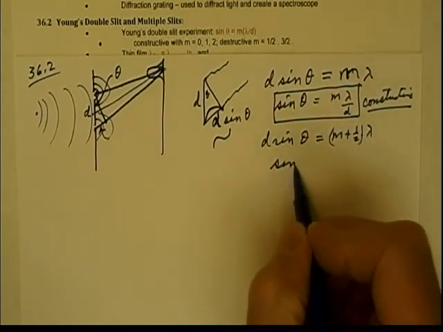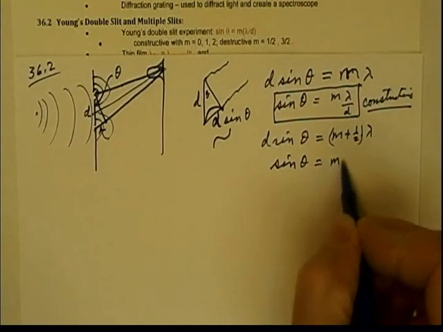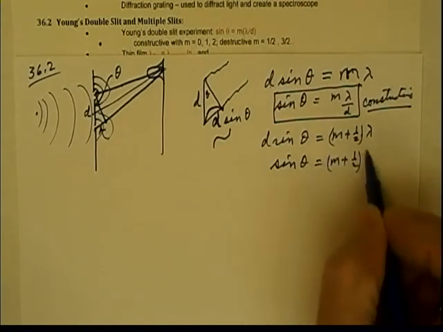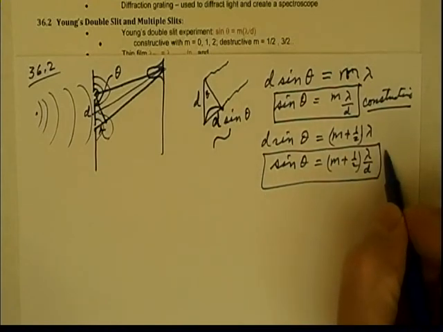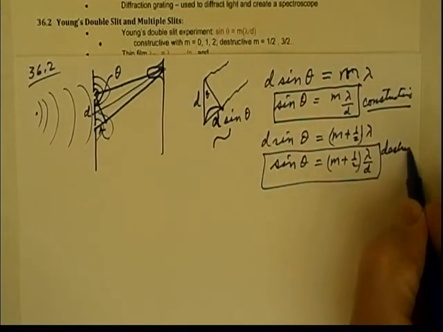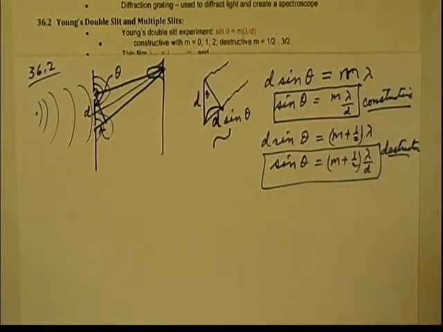So here we have sine theta is equal to m plus 1/2 times lambda over d. And this is for destructive interference.